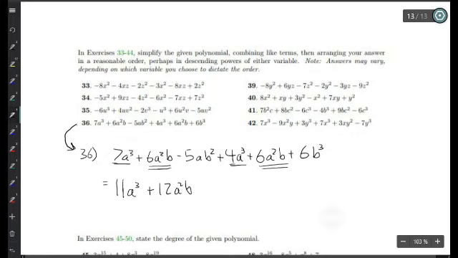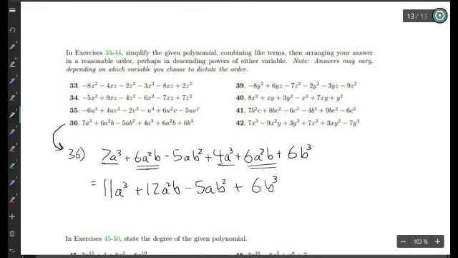And then we have, let's see, let's put the minus 5ab squared next, and then plus 6b cubed. So we have descending powers of a cubed, a squared, a to the first, a to the 0. When there's no variable, you can say the variable is to the 0 power there.